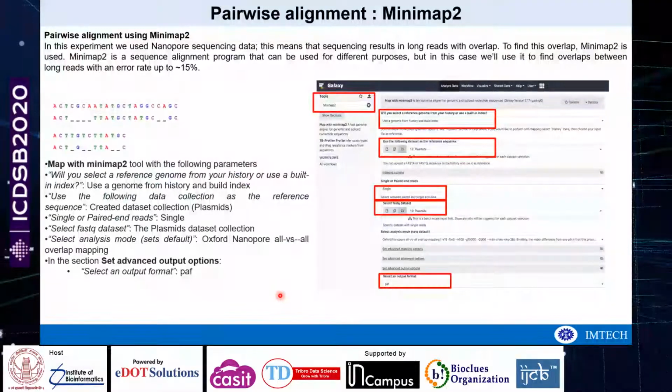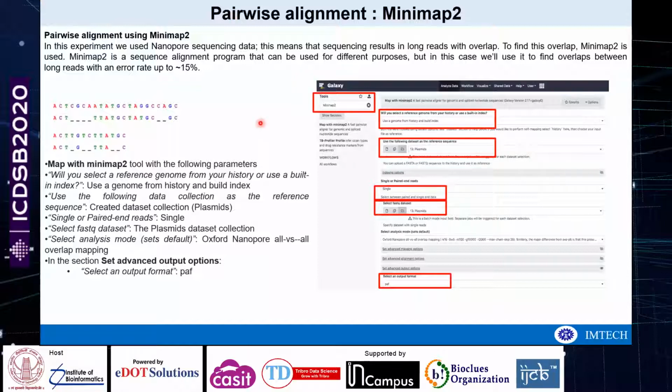After completion of this task, we would like to perform the pairwise alignment. For pairwise alignment, they have used Minimap 2, which is a tool already embedded in Galaxy. For this experiment they have used the same data, and this means that the sequencing, Nanopore, gives us long reads. So we need to find the overlaps among the sequences, and to find these overlaps, Minimap 2 is used.